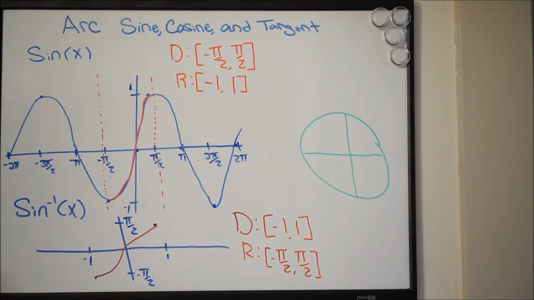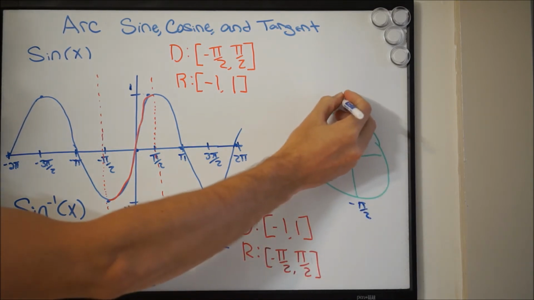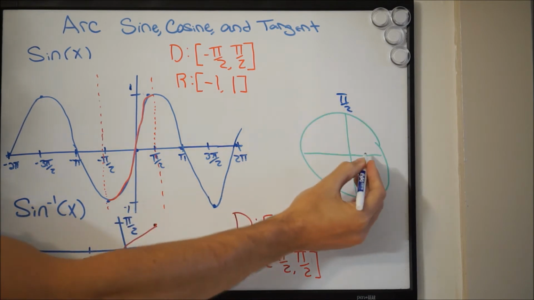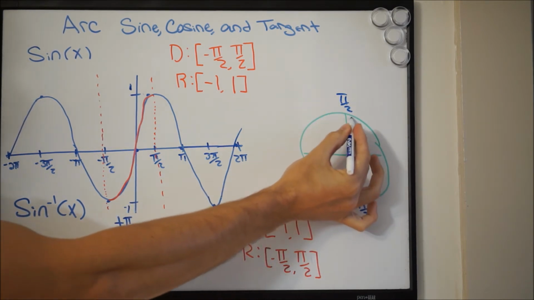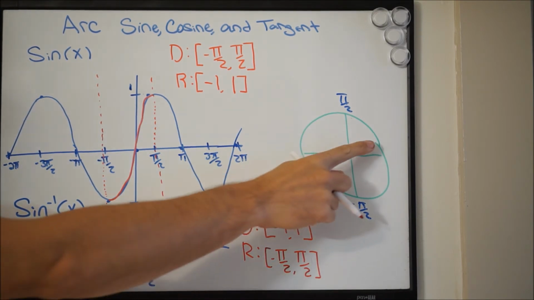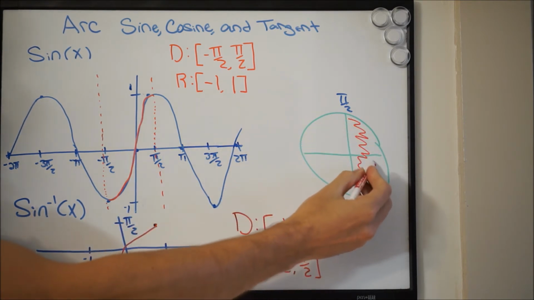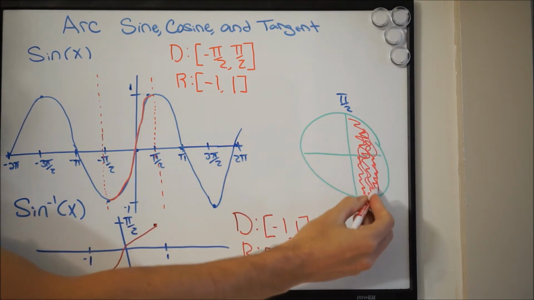So how that looks on the unit circle is you have negative pi over 2 here and pi over 2. Okay, because again, you're starting at 0 and you're either going in this direction or this direction. So essentially, you're only talking about the first and fourth quadrant when you're dealing with arc sine.